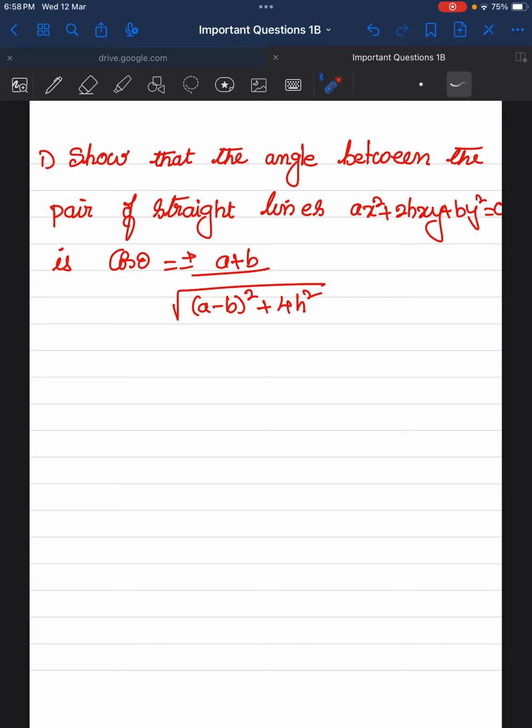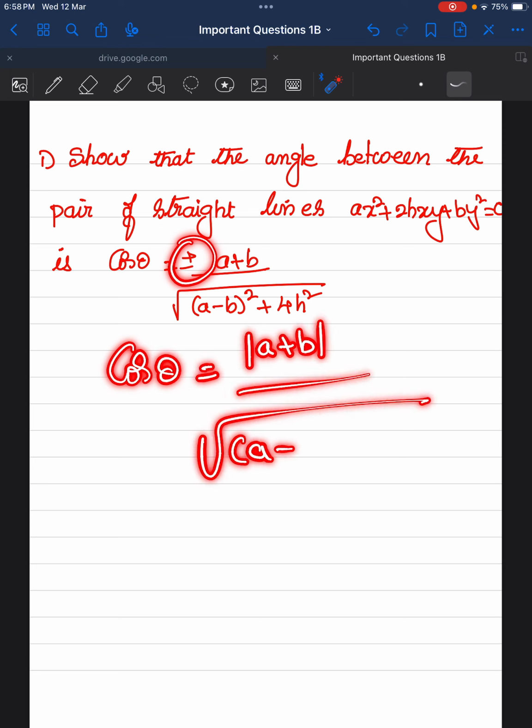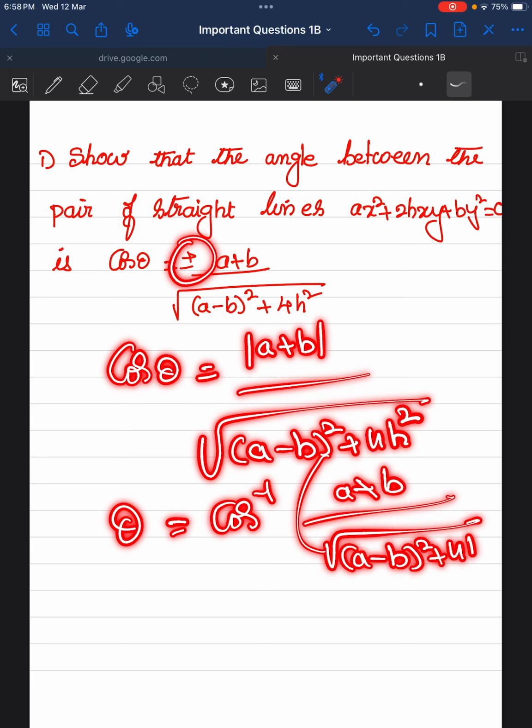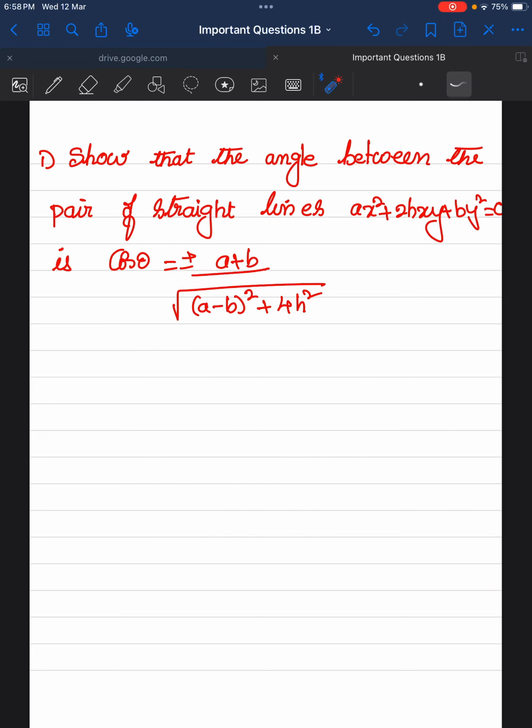Sometimes instead of plus or minus they can keep cos theta is equal to modulus of (a plus b) by root of (a minus b) whole square plus 4h square also. Sometimes they can ask theta is equal to cos inverse of (a plus b) by under root of (a minus b) whole square plus 4h square also. So whatever, the proof will be the same. So all of you concentrate on what I am proving.